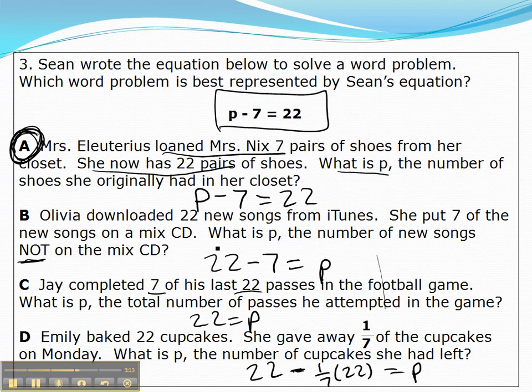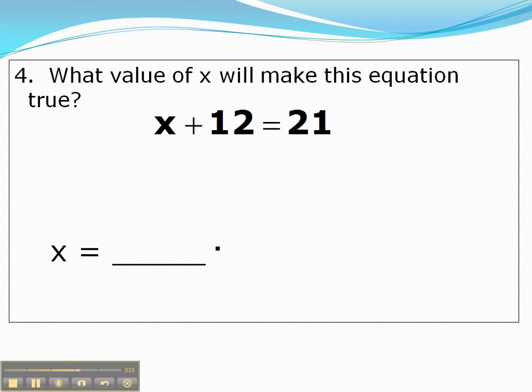I'm going to take a quick look at number 4 and see if we can get that done in this video. Yes, we can. Okay, what value of x will make this equation true? Again, I took a lot of time on number 1, but now you've seen the process. So we're just going to take our equation and consider it like a balance scale, two sides of the equation.